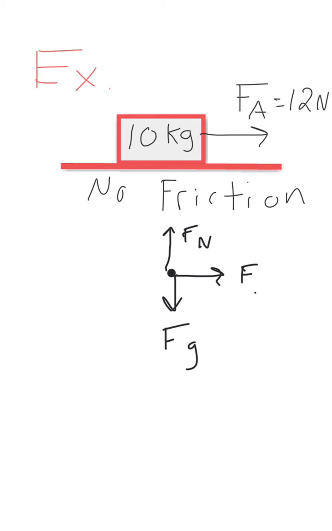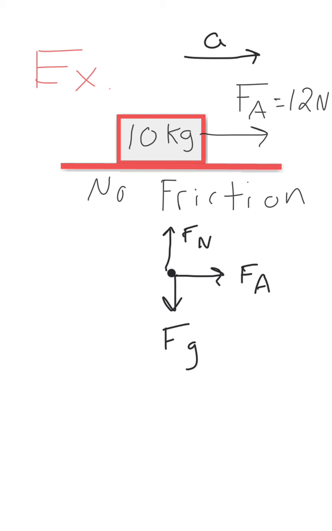Now, the force applied is the force that is making the object accelerate. So the force of gravity and normal force are actually not really important in this particular example, right? Because those two forces are perpendicular to the object's acceleration. The object will accelerate to the right because that's where the unbalanced force is.